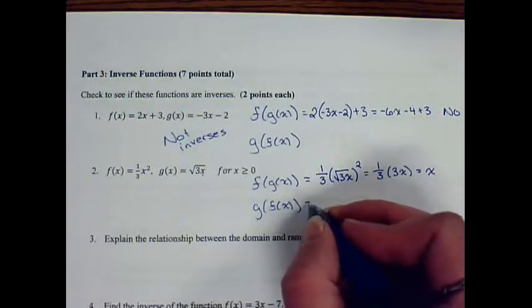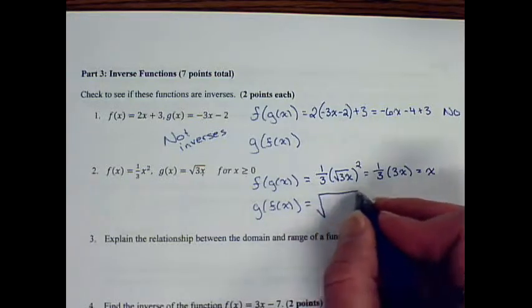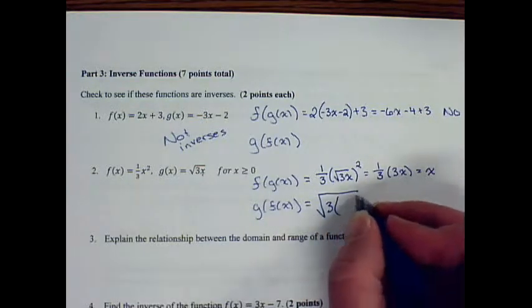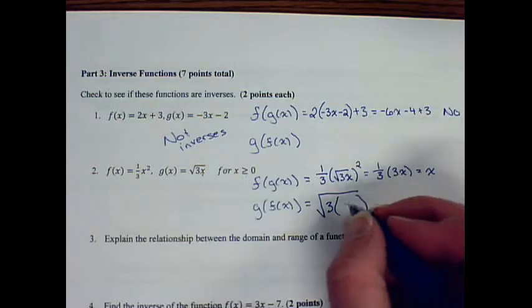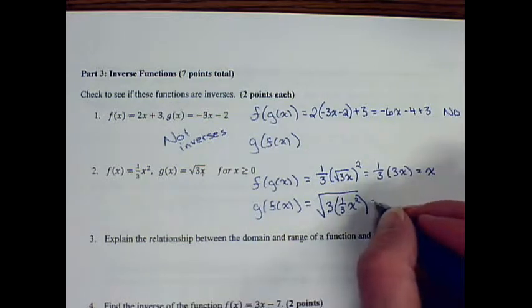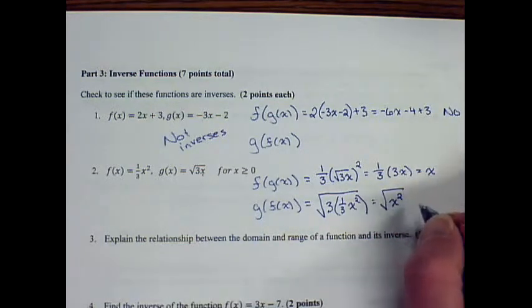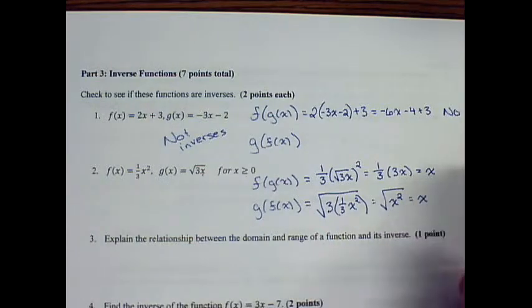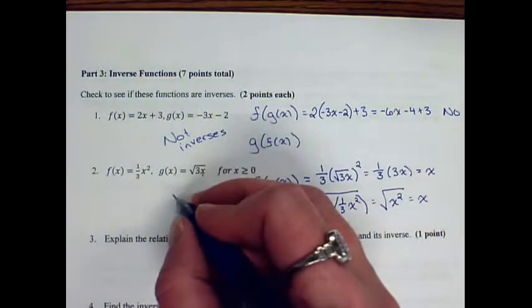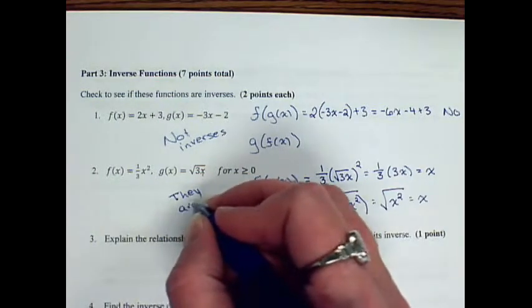Let's see if it works the same way if we swap them. g is the function, the square root of 3 times my input. f is 1/3 x squared. So 3 times 1/3 would just give me 1 x squared. Square root of x squared would just give me x. Oh, yes! They are inverses.